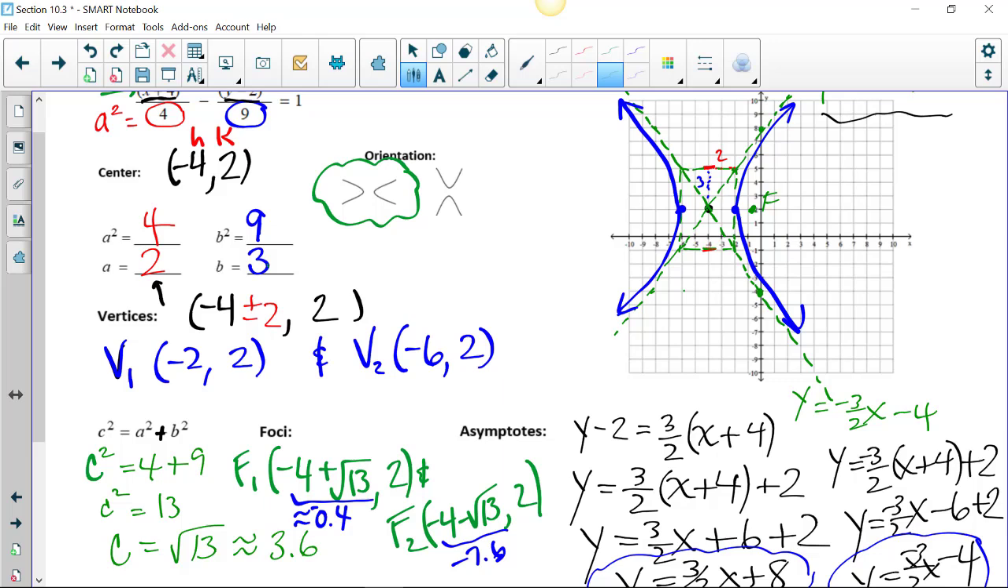And then -7.6 to be here. So looks pretty good.